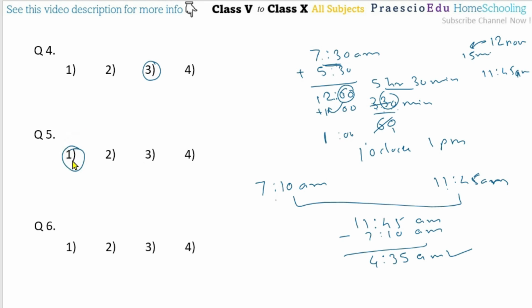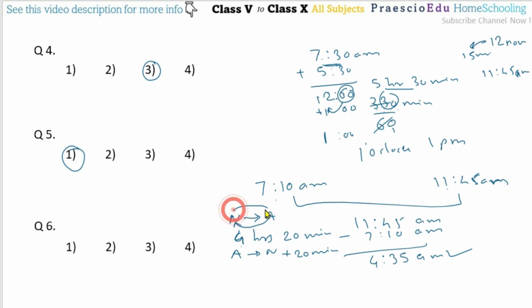Now question number 6. A bus takes 4 hours and 20 minutes to reach Amravati from Nagpur. It takes 20 minutes more for the return journey. Suppose this is Nagpur to Amravati, then for Amravati to Nagpur it takes 20 minutes more. How much total time does the bus take going to Amravati from Nagpur and returning? This means the complete journey time we have to calculate.